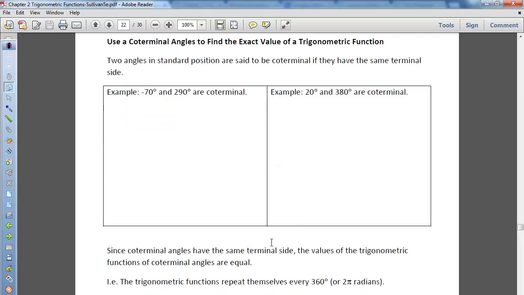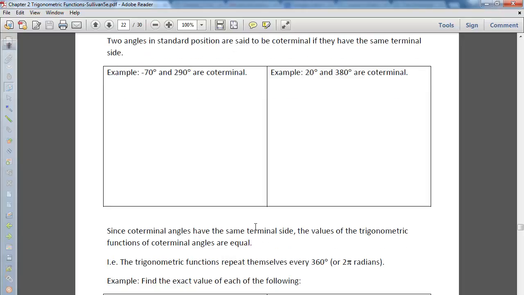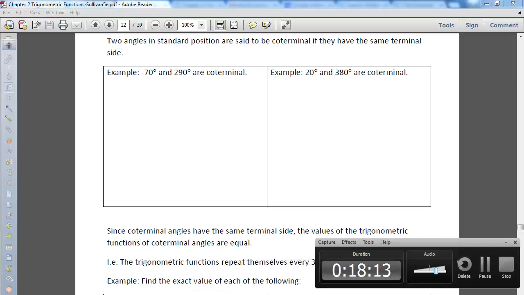Coterminal angles. Okay, coterminal angles are not so bad, because when we're evaluating a trig function, it doesn't matter how many times we've gone around. It only really matters where that terminal side is located. So we say two angles in standard position are coterminal if they have the same terminal side.